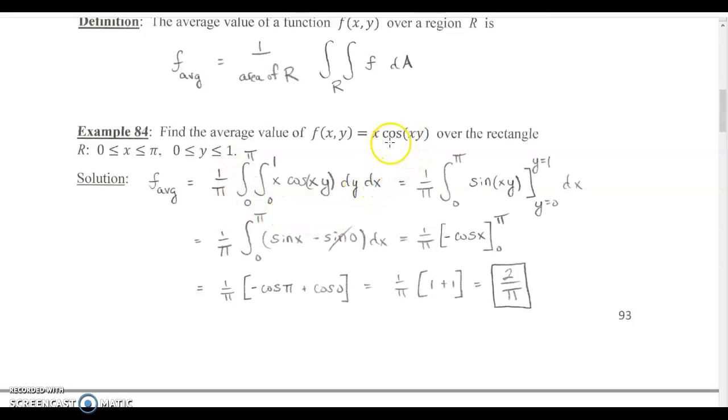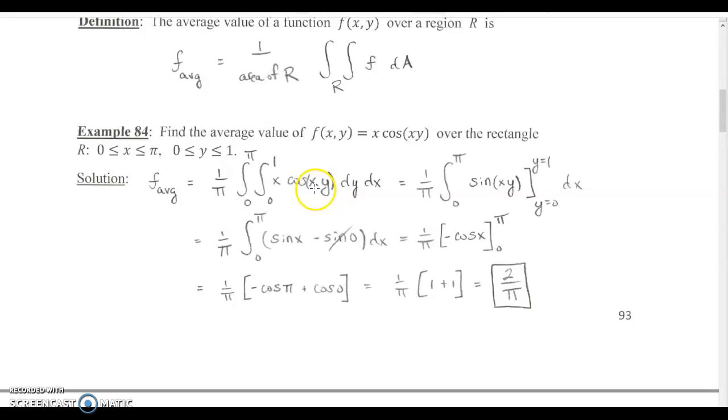if I integrate with respect to x first, I would have to use integration by parts, right? So if I integrate with respect to y first, I just have the cosine function to integrate. So let's integrate with respect to y first. So when I integrate with respect to y, I'm going to treat x as a constant here.